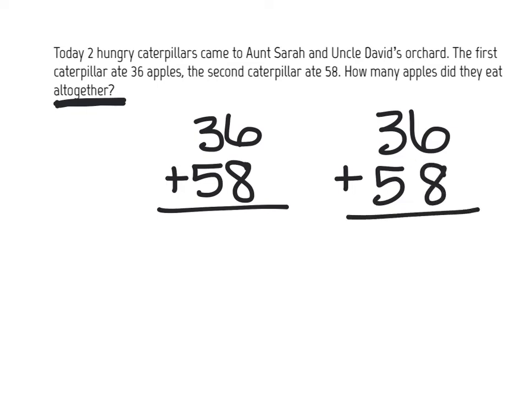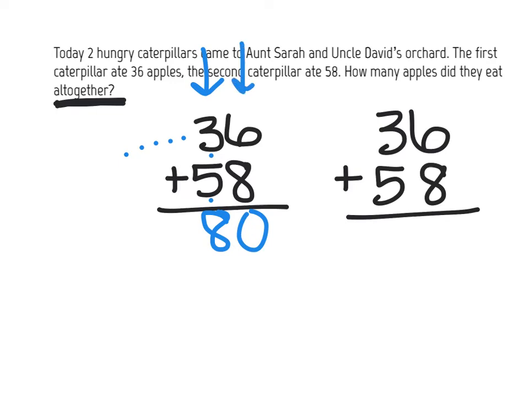All right, I'm going to work the problem out 2 different ways. The first way I'm going to do is the building method. So the building method, I start here in the tens place. 3 plus 5 or 30 plus 50. So 30, 40, 50, 60, 70, 80. 30 plus 50 is 80.